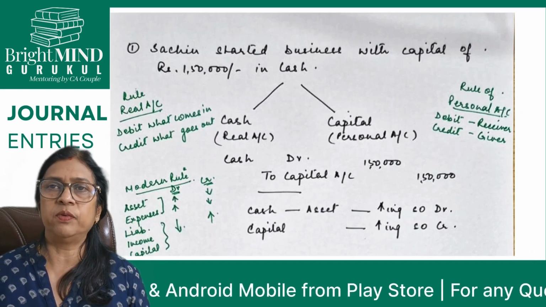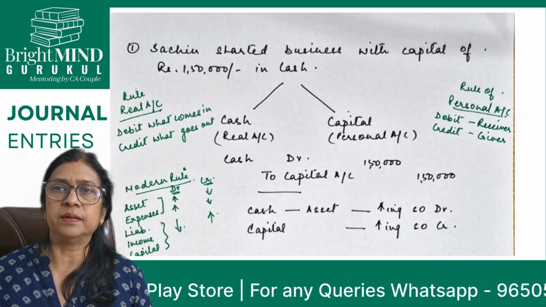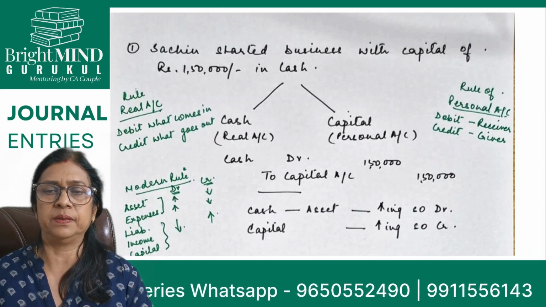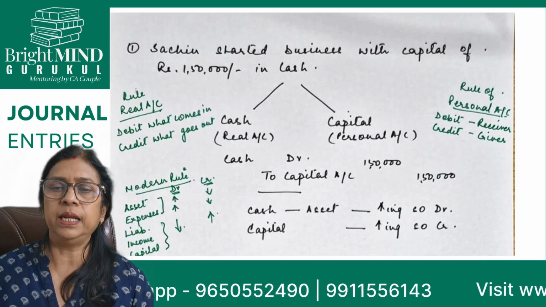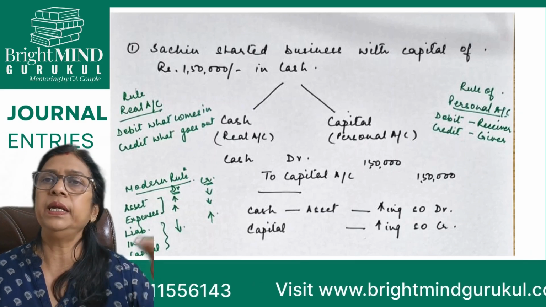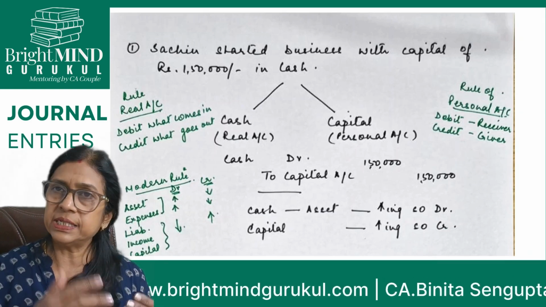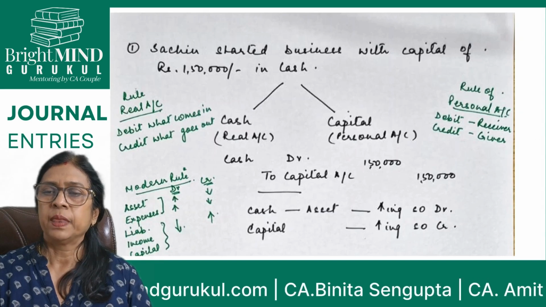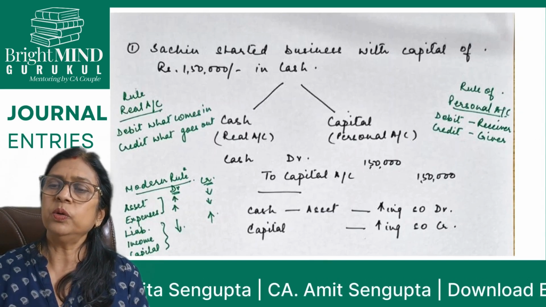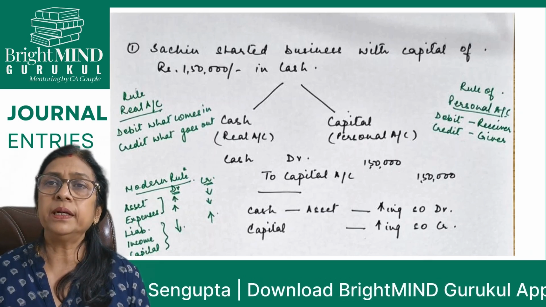There are two accounts involved. One is cash. Cash is coming in, and this is his capital, what he has invested in the business. So cash and capital. Cash is a real account and capital will be a personal account. For the real account, the rule is debit what comes in and credit what goes out. So cash is coming in, so cash will be a debit. In case of the capital account, it is a personal account, so debit the receiver and credit the giver. So capital will be a credit.